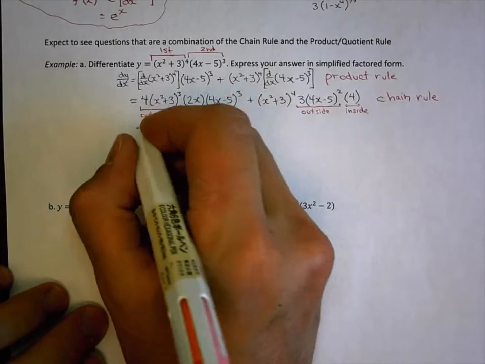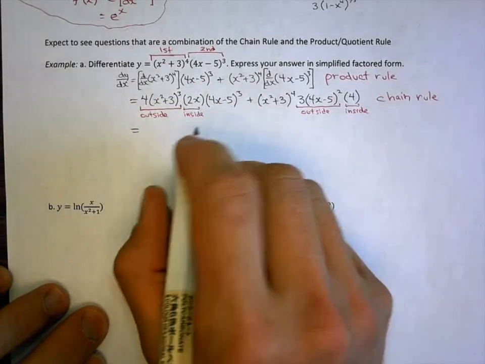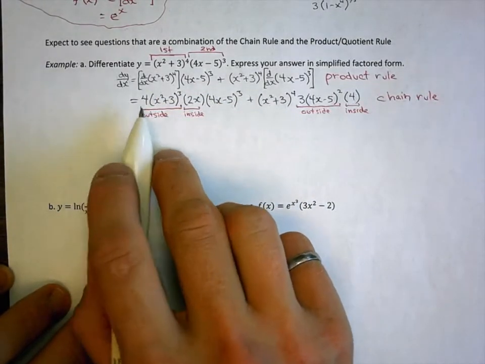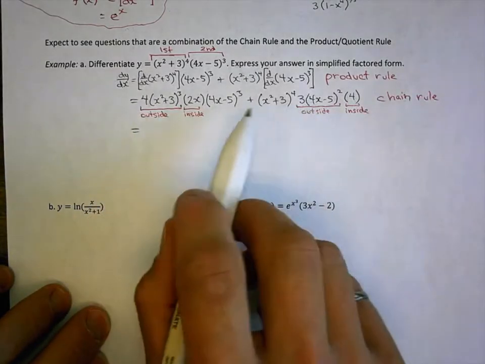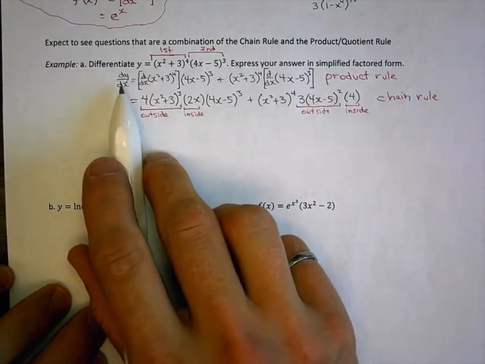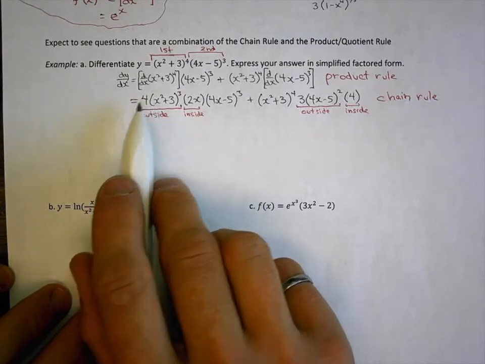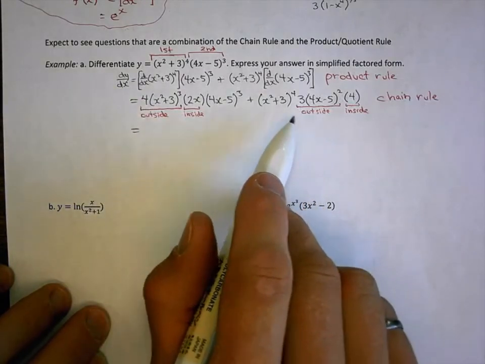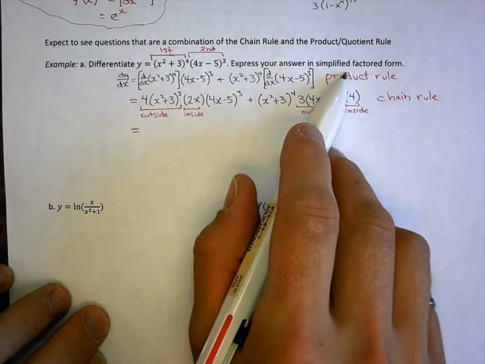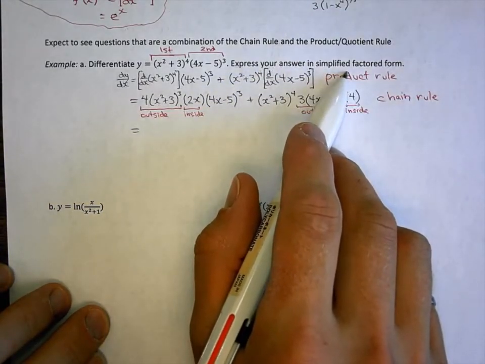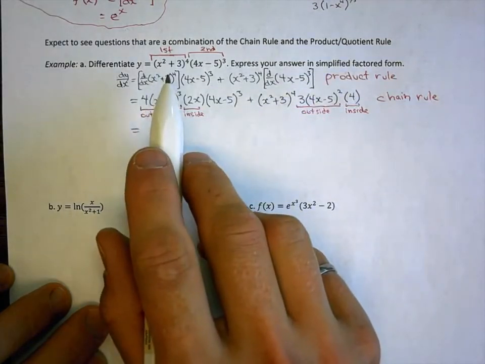Okay, now the next thing I have to do is clean this up, right? Technically the calculus is over. And if you had a question that said don't simplify, you'd be done. If you had a question that said figure out what the derivative is at x equals 1, you would be done. You just sub in x equals 1 now. But this question was asking us to express your answer in simplified factored form, which means that I'm going to try to factor out the common factors.